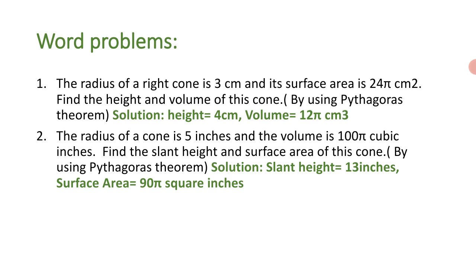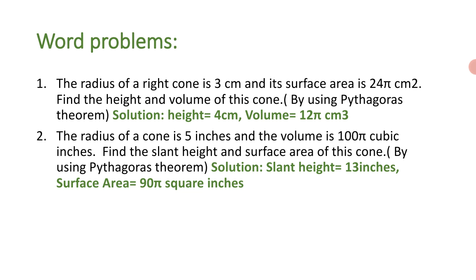Next, by using the Pythagoras theorem, we can find the height of the cone. Then we can apply the height value in the volume of the cone. We already know volume of the cone is 1 by 3 pi r square h cubic units. So we can apply the height and radius in the volume of the cone, then we can find the value for volume. The solution is height is 4 cm and the volume is 12 pi centimeter cube.